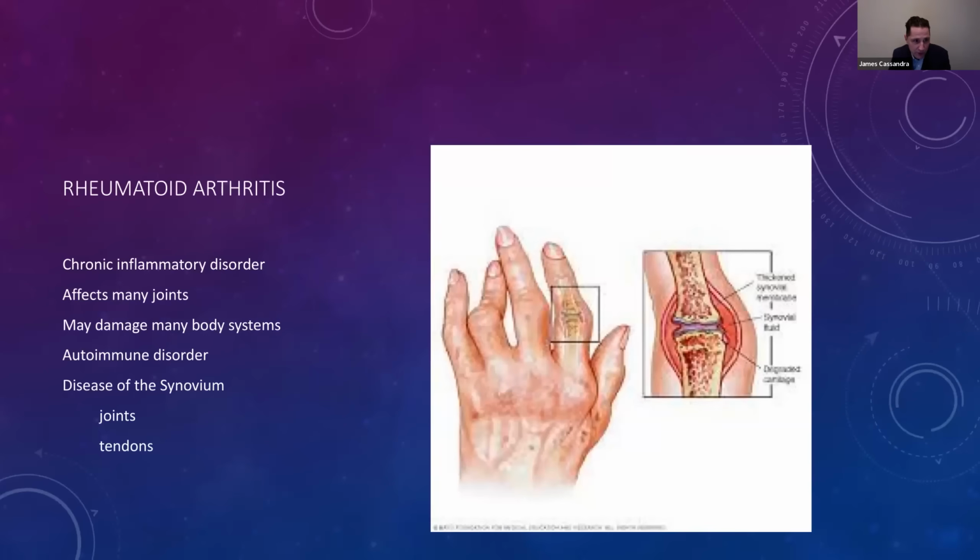Next is rheumatoid arthritis. It's a chronic inflammatory disorder. It affects many joints. It may damage many body systems, so it's not just the joint. It can be the soft tissue, tendons, cardiovascular, it's an autoimmune disorder. In the joints and tendons, it's a disease of the synovium. So the synovial lining is where the main pathology is. The joints are lined by the synovium, and then the tendons have the tenosynovium, which can be affected.